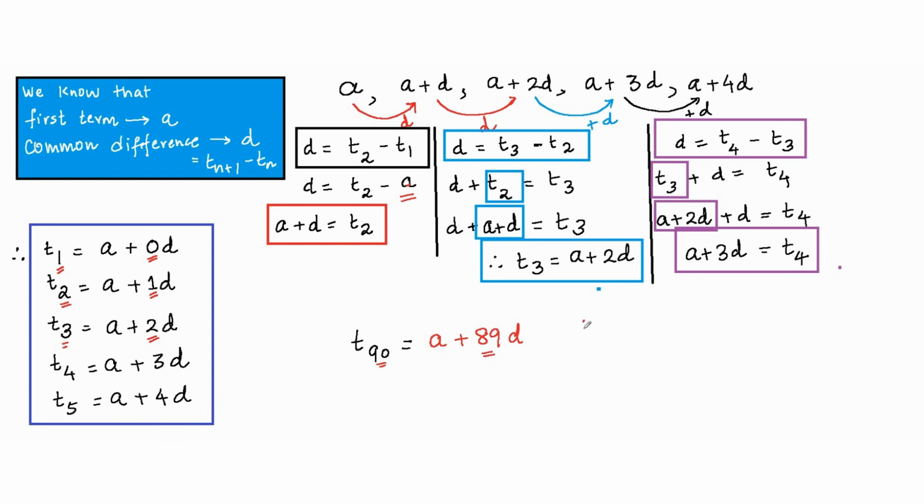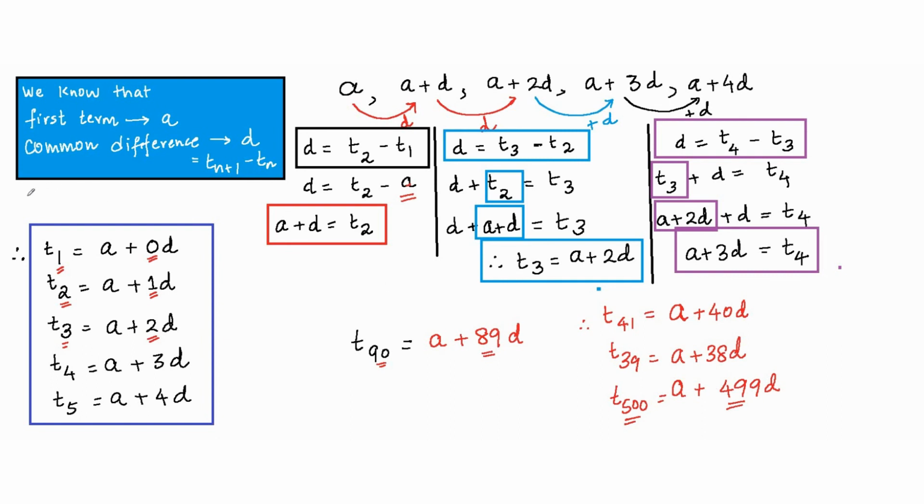And therefore, I can say that the 41st term will be A plus 40 times D. The 39th term will be A plus 38D. The 500th term is going to be A plus 499D. The index is basically reduced by 1 to get the coefficient of D.